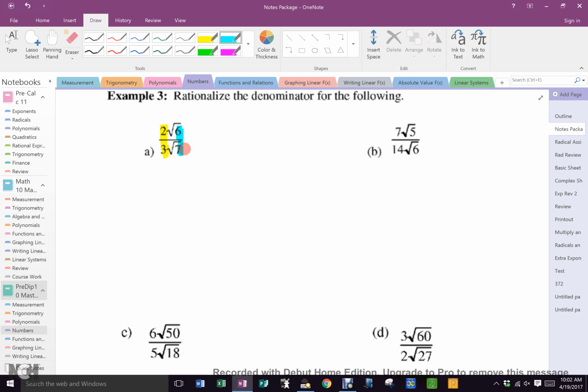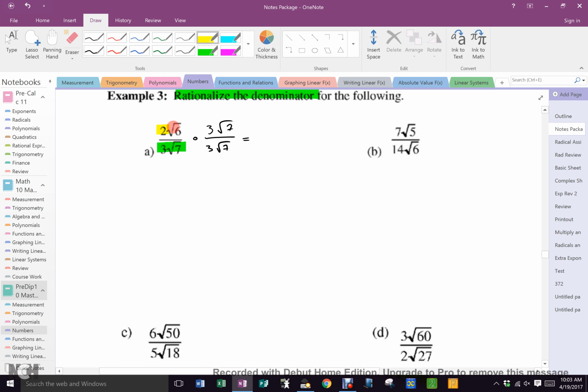I got to rationalize the denominator, which means I got to multiply by something that won't change the value. I could multiply by 3 root 7. That will change the value though, won't it? What's missing here? I need another 3 root 7 because I have to multiply by 1. Right? So what do I get now?